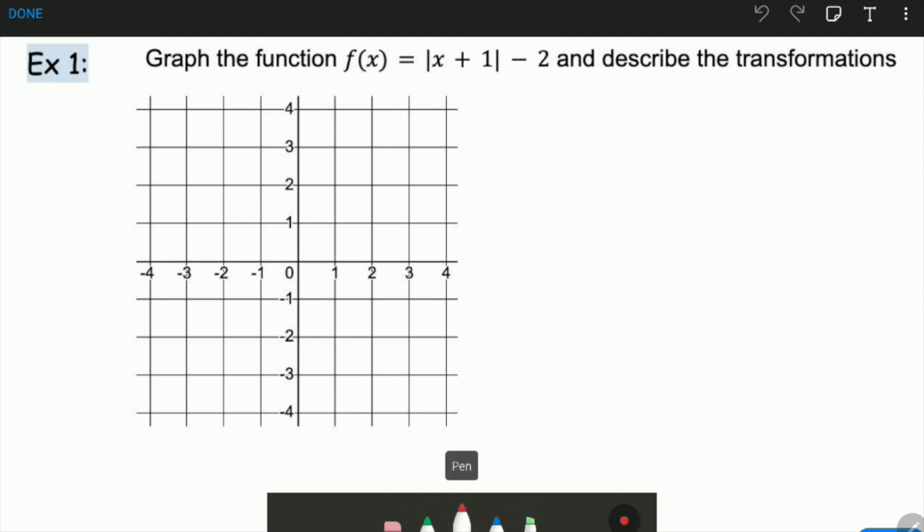So to graph it, we're going to use our general rule, inside affects x and opposite. So we see x plus 1, which means we're really going to be doing x minus 1. Outside affects y and in the same way, we have minus 2 on the outside. So we're going to do y minus 2. So this is our transformational rule that we're going to use.